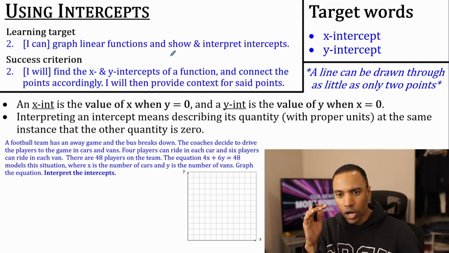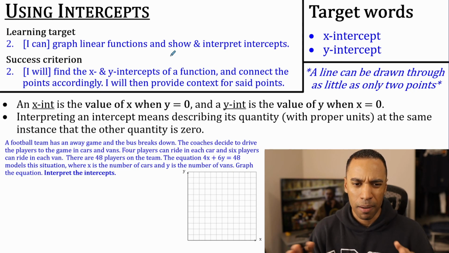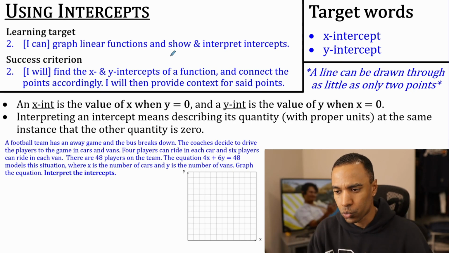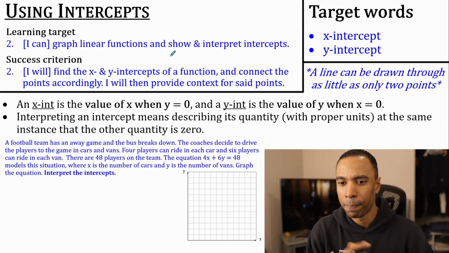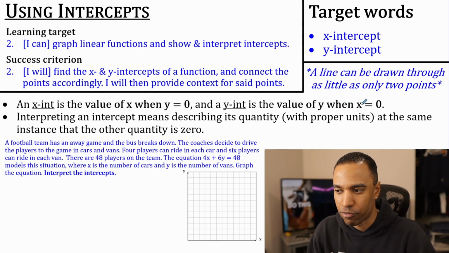Okay, interpreting intercepts here. I have a biggish word problem. There's not too much to it, but we're going to break this down a little and talk about it. All right, again, the x-intercept is the value of x when y equals 0, and the y-intercept is the value of y when x equals 0.